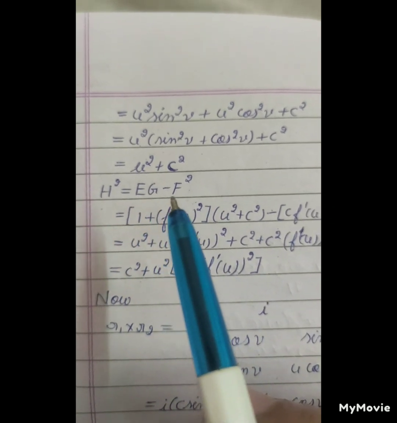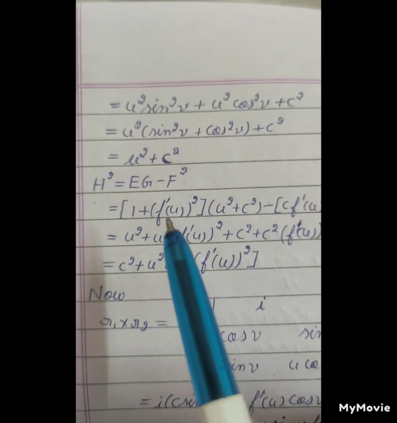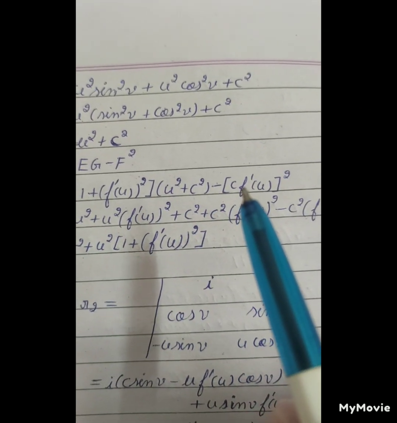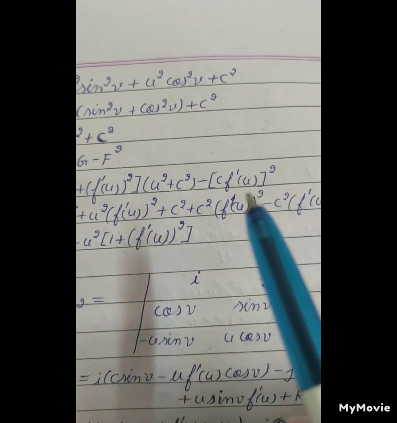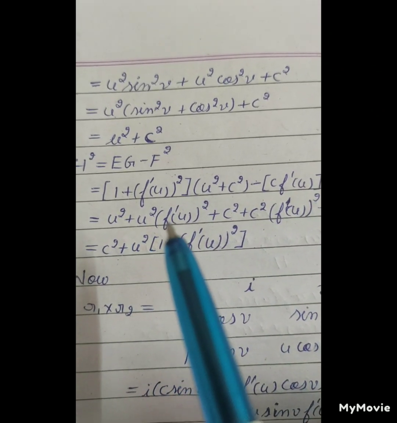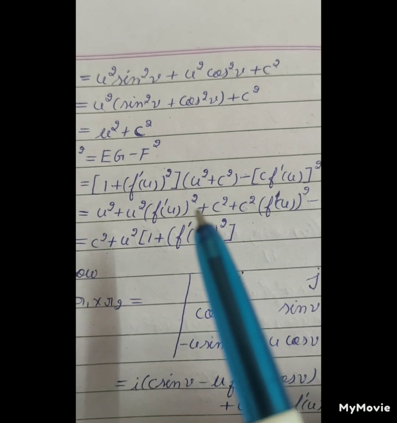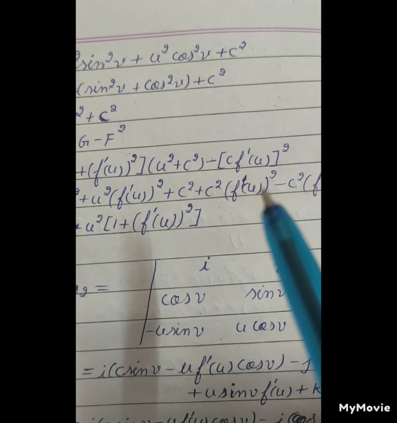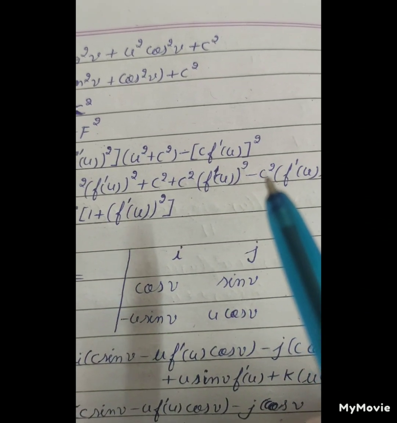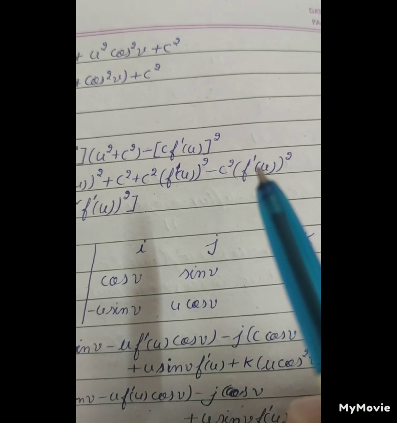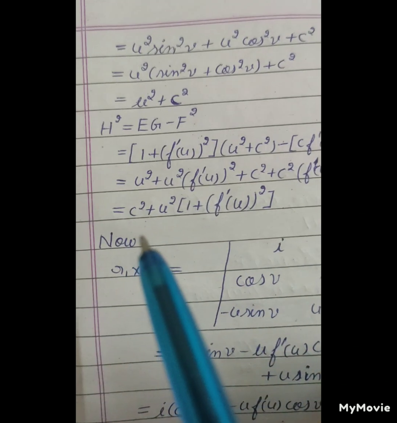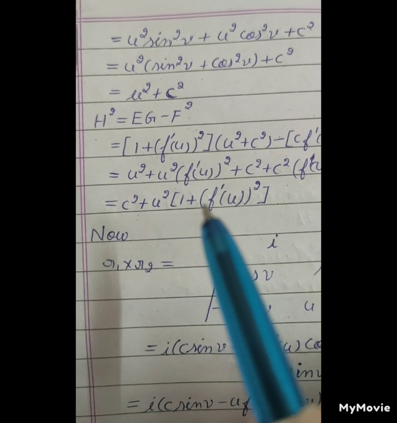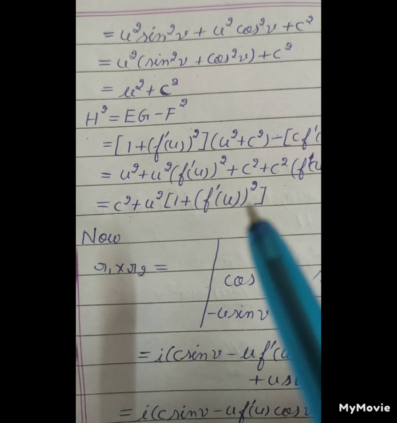Now H square equals EG minus F square, equals (1 plus f dash u square) into (u square plus c square) minus (c f dash u) whole square, equals u square plus u square f dash u square plus c square plus c square f dash u square minus c square f dash u square, equals (c square plus u square) into (1 plus f dash u square).